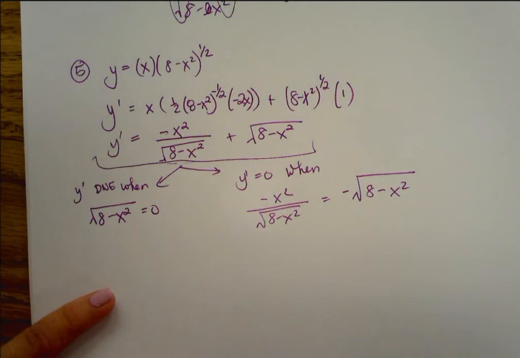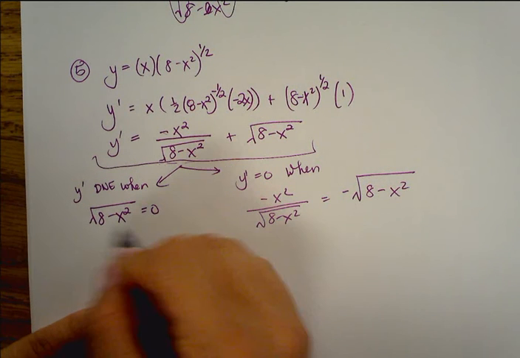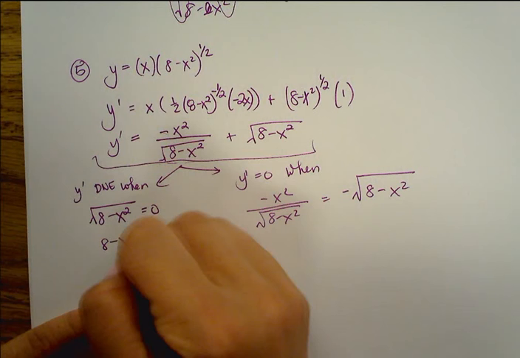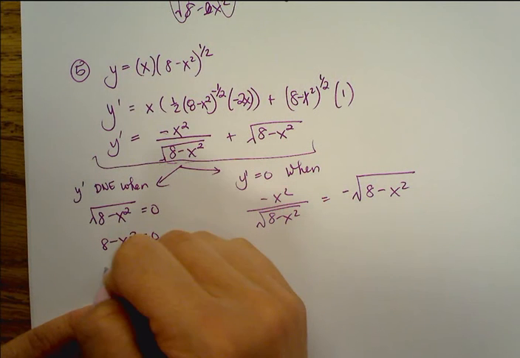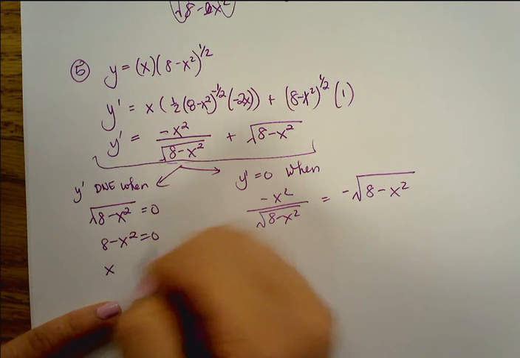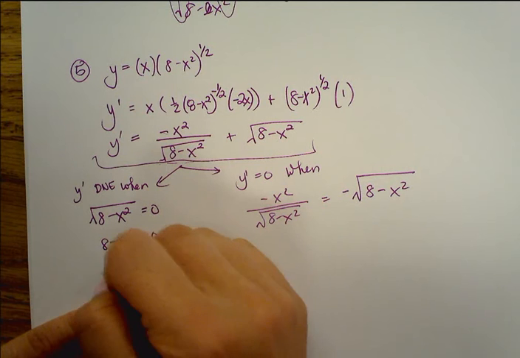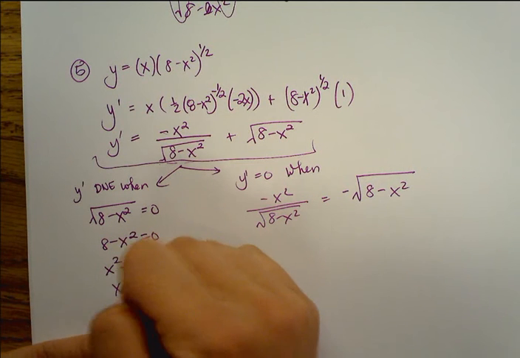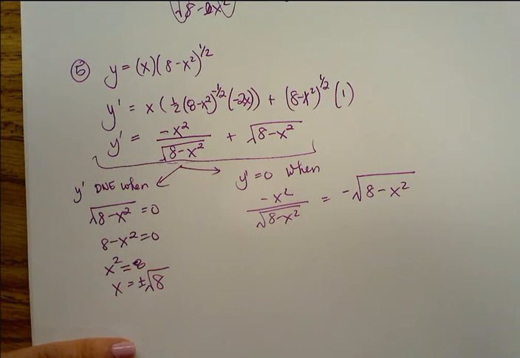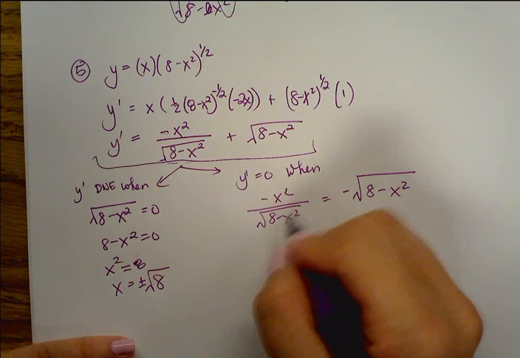Okay? First of all, let's deal with this. If I square both sides, 8 minus x squared equals 0. So x squared equals 8. So x equals plus or minus the square root of 8. Right? Yes.